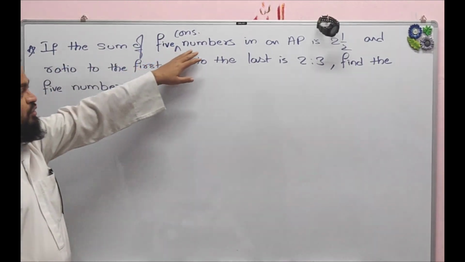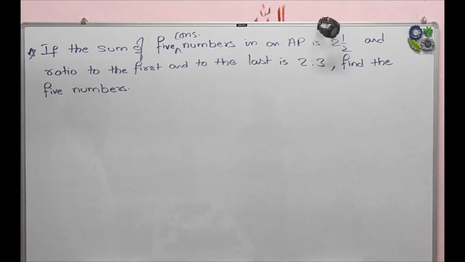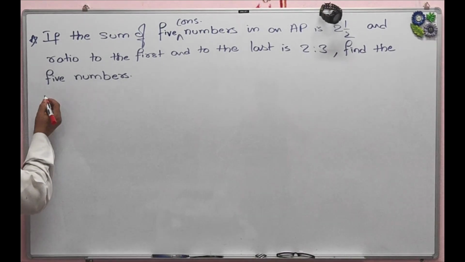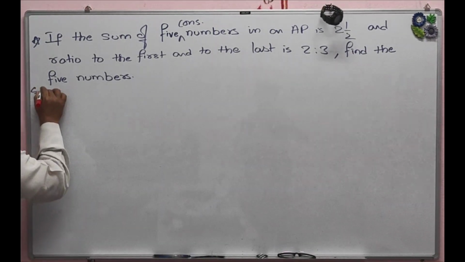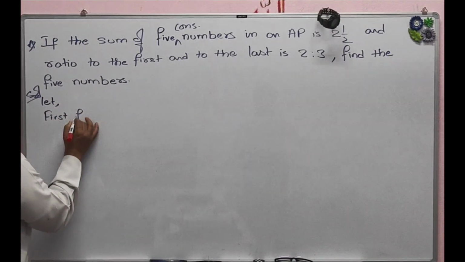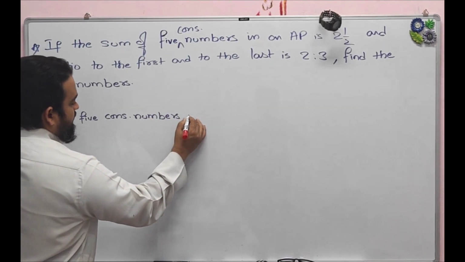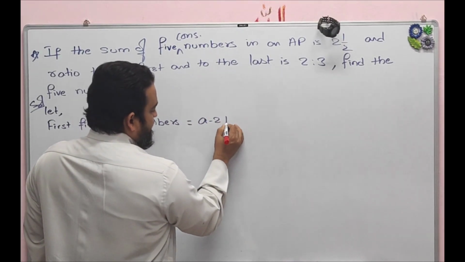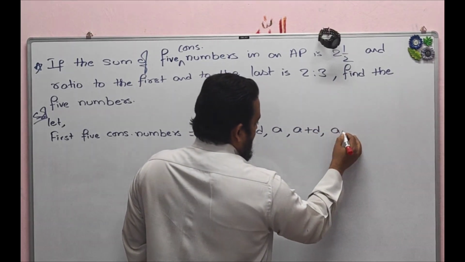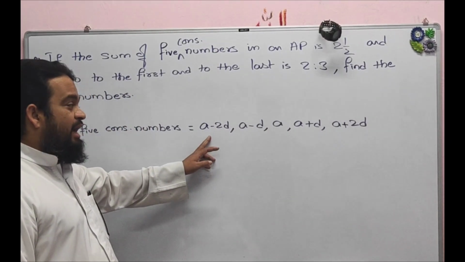If the sum of first 5 consecutive numbers in an AP is 2.5. See what is given? 5 consecutive numbers. Whenever the concept of 5 consecutive numbers is there, you have to take, for example, let the first 5 consecutive numbers be a minus 2d, a minus d, a, a plus d, a plus 2d. See, if we take these numbers, what happens when we add this?